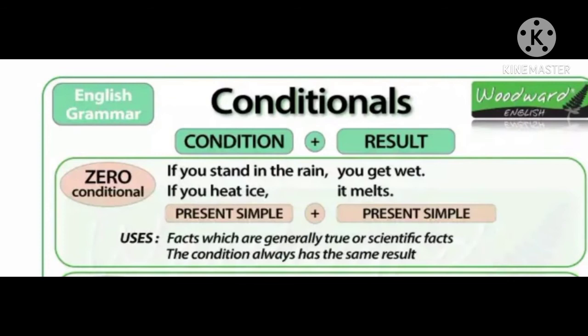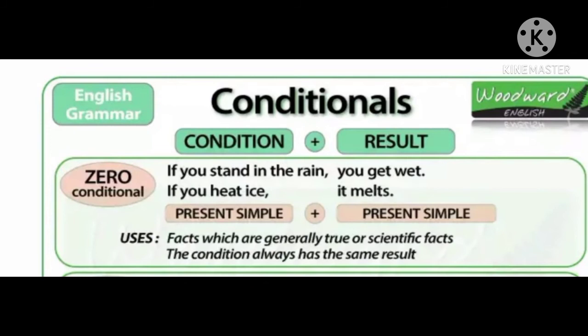If you stand in the rain, you get wet. Okay, so the condition or the situation here is you are standing in the rain. So the result, you will get wet. Observe the verbs used in the sentence. We have stand, and then the next one is get. They are both in simple present tense.